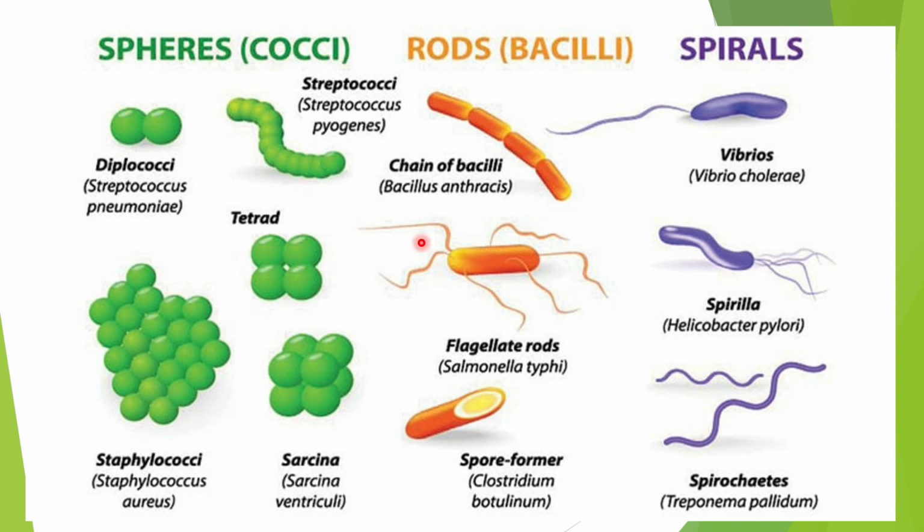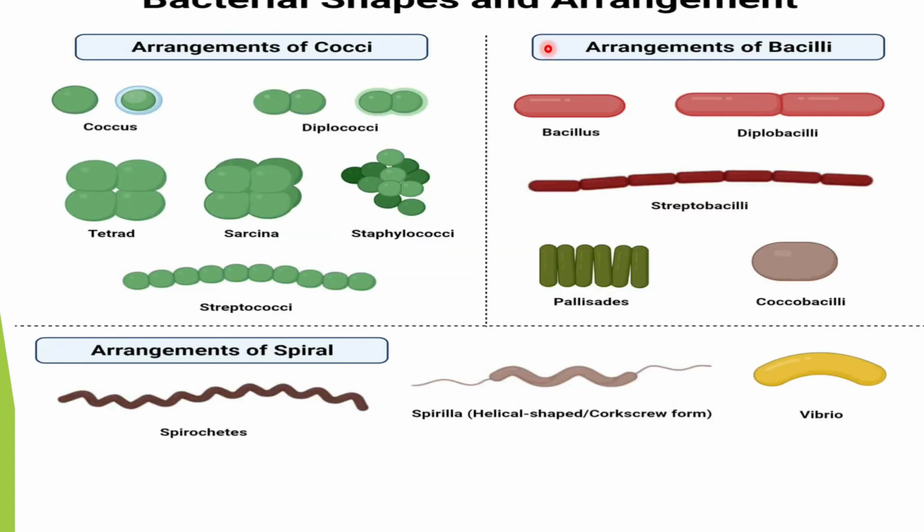Then coming to the bacillus, bacilli are single unattached cells that look like a rod. An example for bacillus is Bacillus cereus and Salmonella enterica. Bacillus cereus and Salmonella enterica are examples for bacillus.